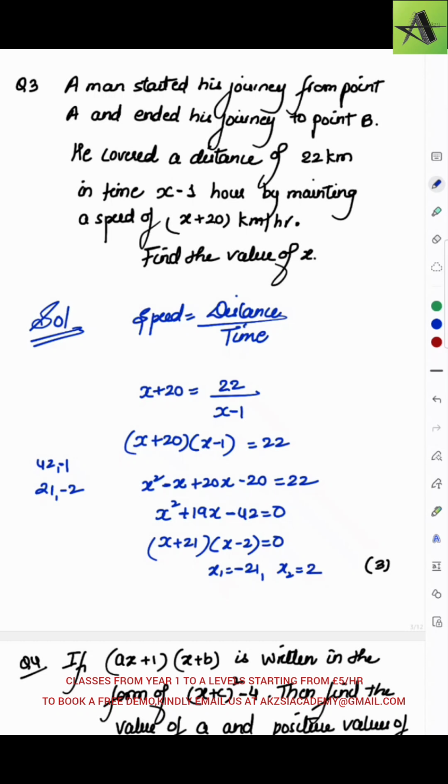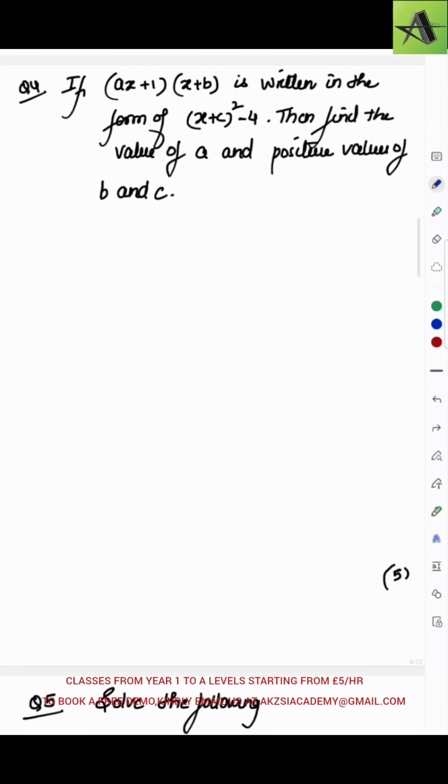Now you can clearly see we have calculated one value of x as negative, one as positive. When you substitute negative here, this will give you negative speed. Or when you put negative here, it will give you negative time, which is not possible at all. So the only possible number here is the positive number that we'll be using. So x is 2 here. Moving on to the next question.